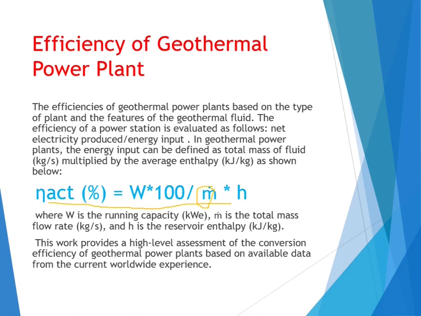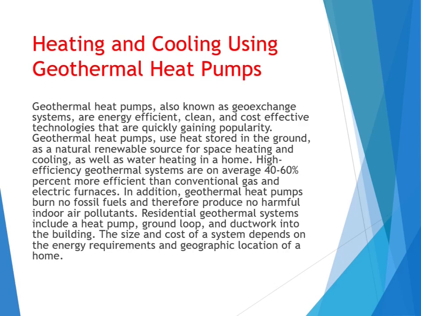It is mass flow rate m dot into h, where W is the running capacity, m dot is the total mass flow rate, and h is the reservoir enthalpy. This work provides the high level assessment of the conversion efficiency of geothermal power plants based on available data from the current worldwide experience. So let's come to another topic, geothermal heat pumps, heating and cooling using geothermal heat pumps.